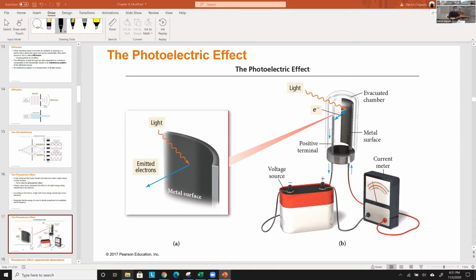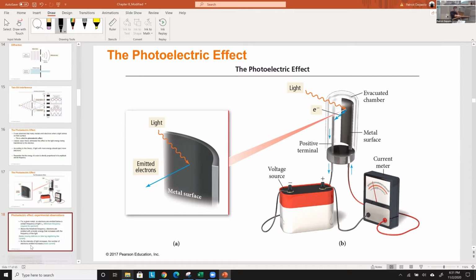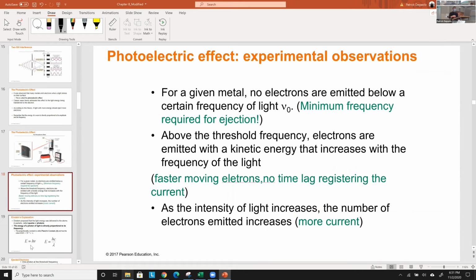Okay, cool. So now equations and stuff, or what does this mean? Here's the written version of what I just said. For a given metal, no electrons are emitted below a certain frequency of light. That's actually not correct. It's below a certain energy, not necessarily frequency. That's true if you're talking about one photon. So I'll explain this.